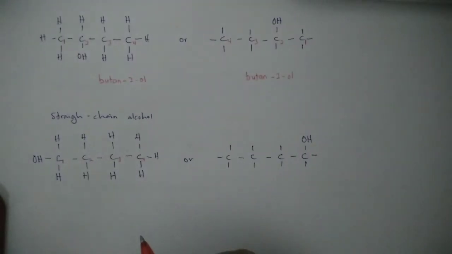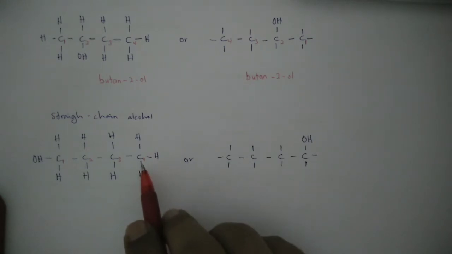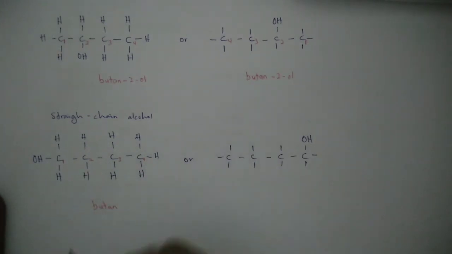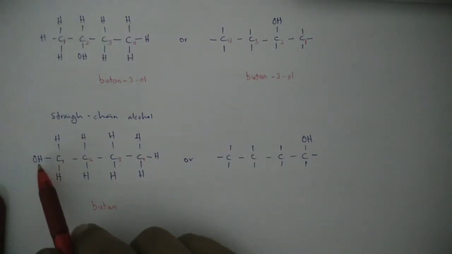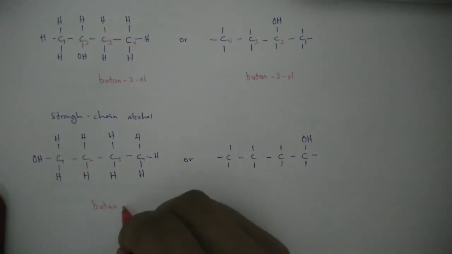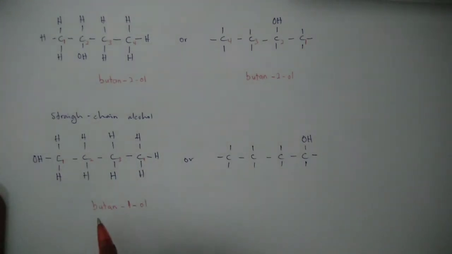Name the alcohol by removing the E in the alkane name. So in the alkane name, 4 carbon atoms gives butane. Identify the position of the hydroxyl group. The position of the hydroxyl group is at carbon number 1. At the end, we put it all together. This molecule is butan-1-ol.